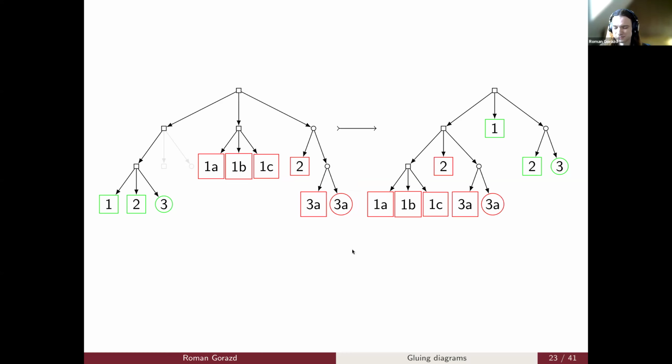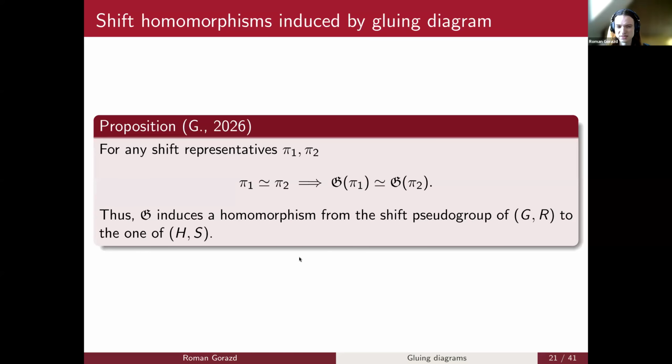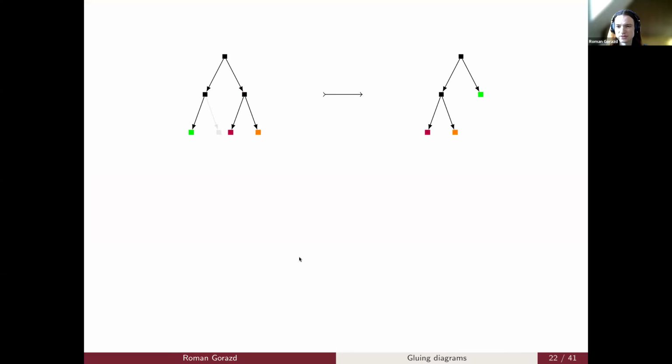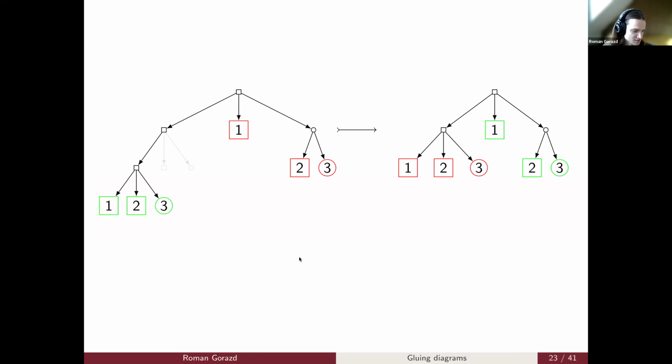So morally, the reason why this proposition holds is basically gluing on additional blocks from the gluing diagram is the same as doing some smart expansions. So it doesn't really matter which representative we look at. All right.